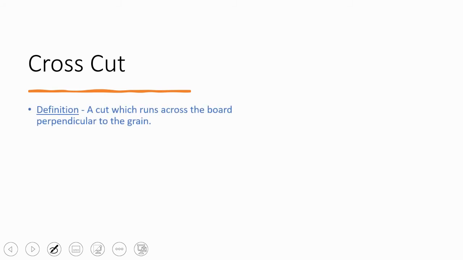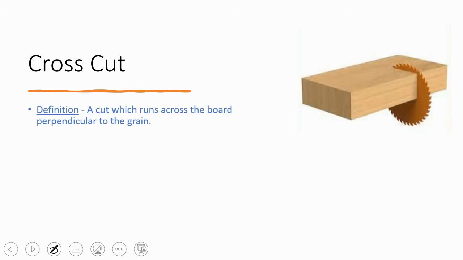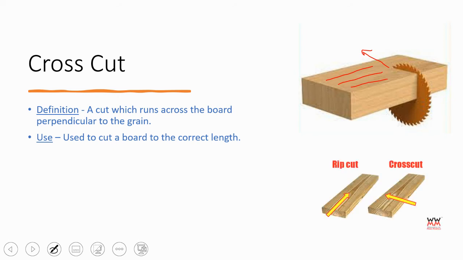Crosscut. Definition, a cut which runs across the board perpendicular to the grain. So here again, you can see that in this picture, the grain is going in this direction, but the blade is cutting in this direction. So we are actually cutting a board so that the length is a little bit smaller. So that's the use, used to cut a board to the correct length.